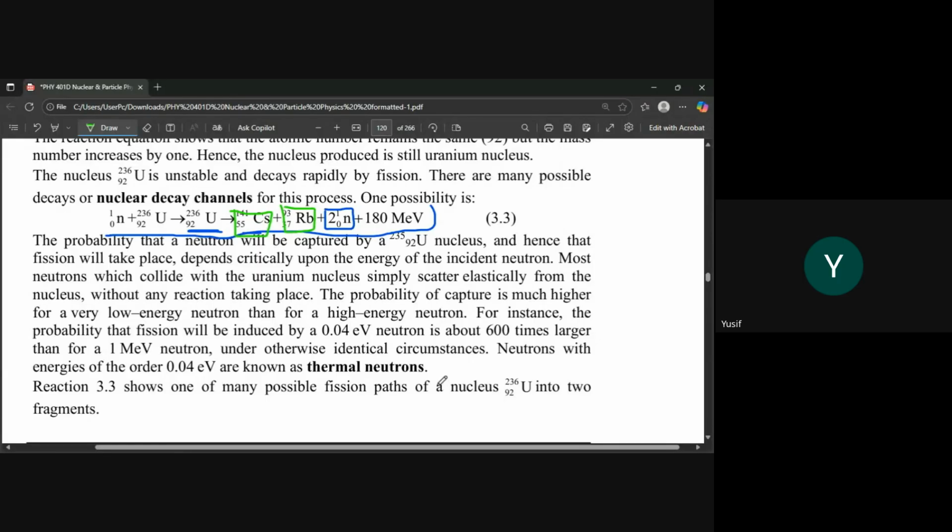So if you are talking about uranium, neutrons with energy of the order of 0.04 electron volts don't really have an impact on it. But the ones with higher energy, around 1 mega electron volt, are able to cause the fission reaction to occur. I don't know if you understand what I'm saying.